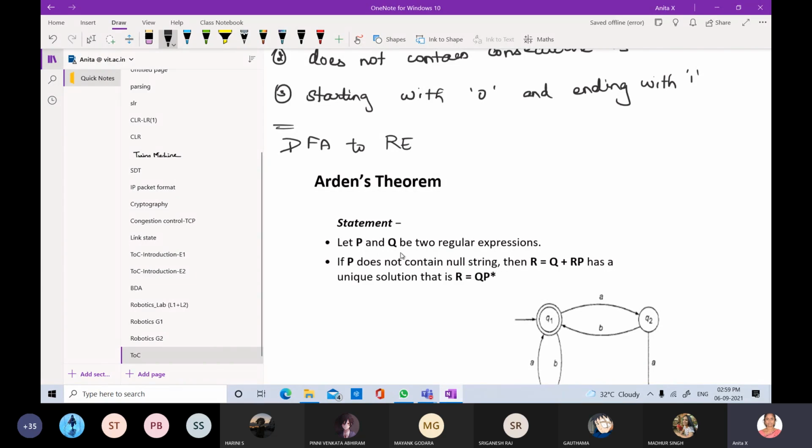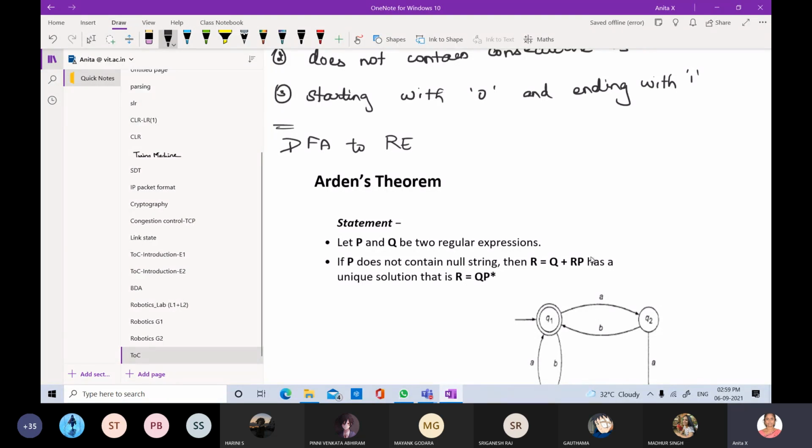So let P and Q be two regular expressions, right? So this is Arden's theorem. P and Q be two regular expressions. If P does not contain the null string, that is epsilon is not there, then R is equal to Q plus RP has a unique solution, that is R is equal to QP star.